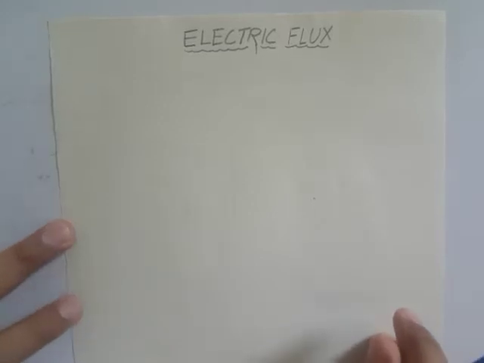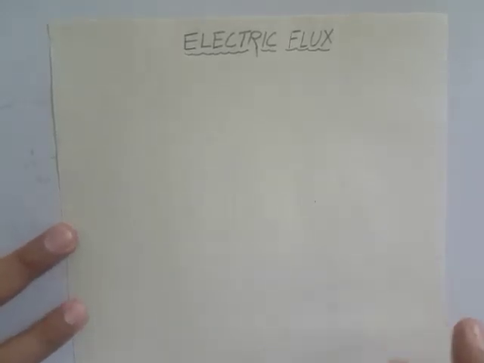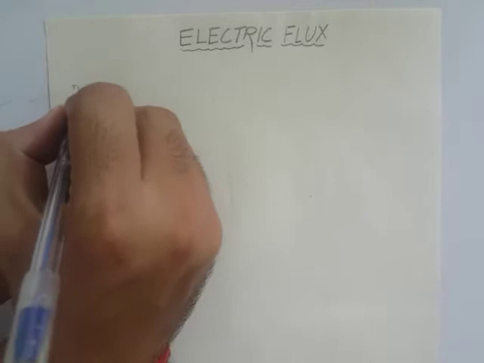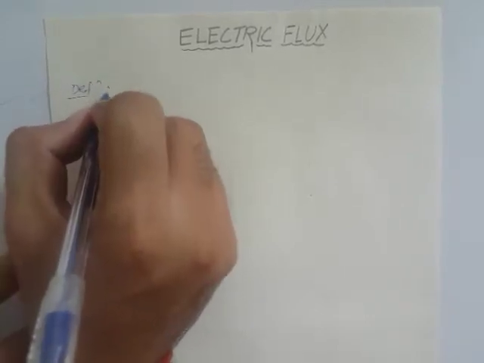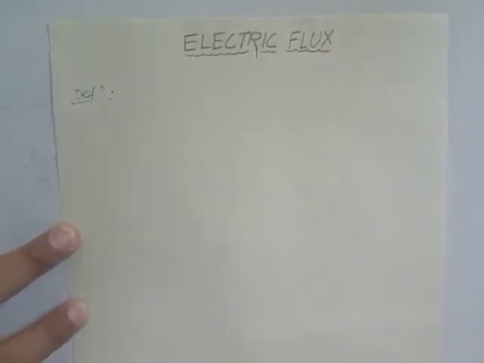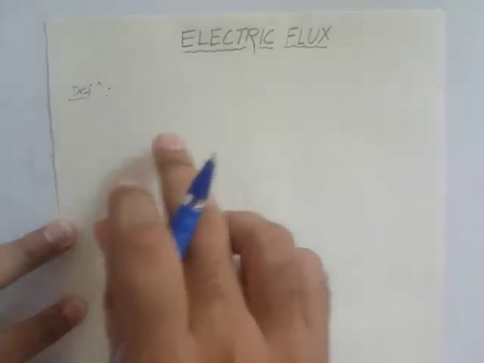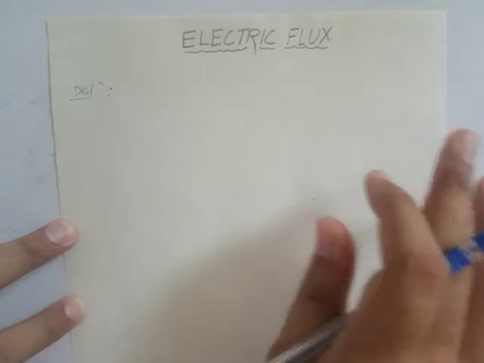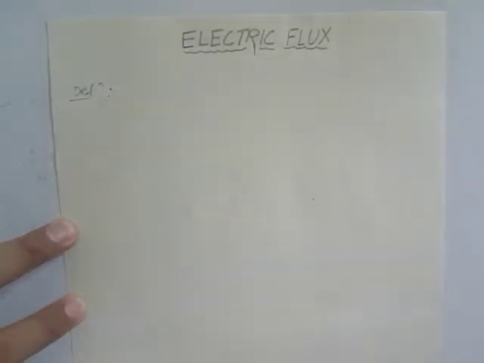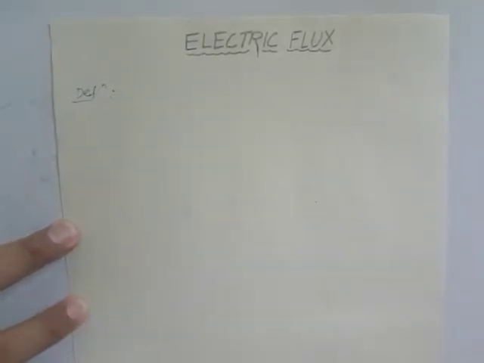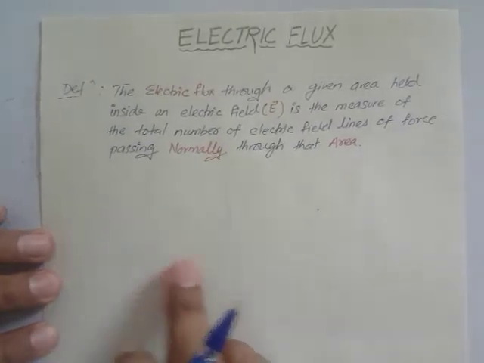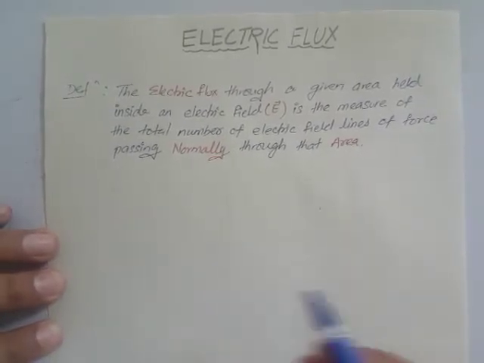We are going to start the topic electric flux. So we know the definition of it. The electric flux through a given area held inside an electric field is the measure of the total number of electric field lines that are passing normally through that area. This is the statement which I said.